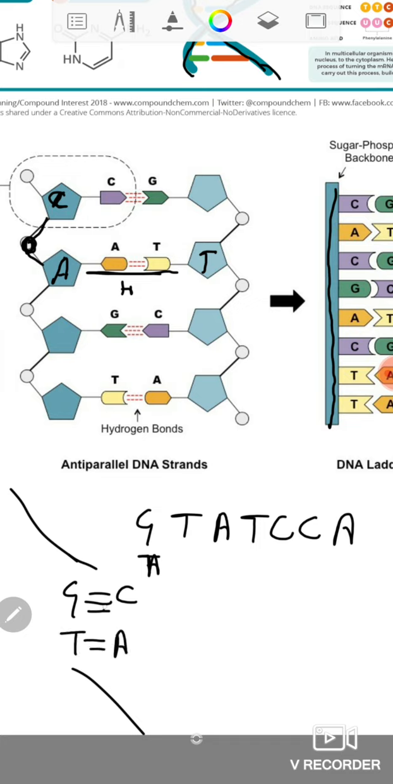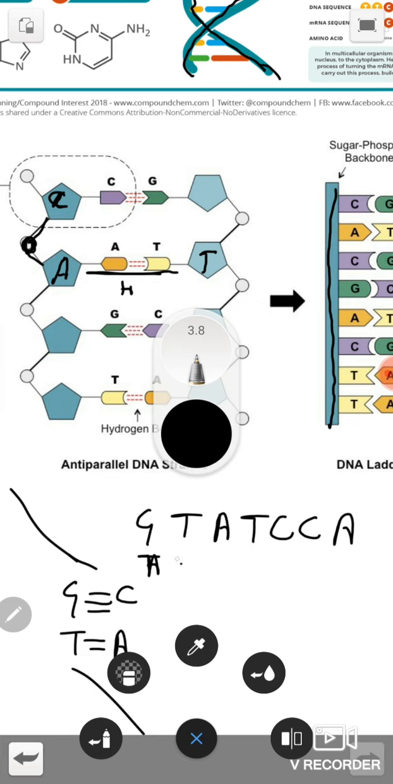Now you can see here, in the case of guanine and cytosine I have made three bonds, and in the case of thymine and adenine I have made two bonds. This is also one of the universal laws: guanine and cytosine will always form three bonds and thymine and adenine will always form two bonds.